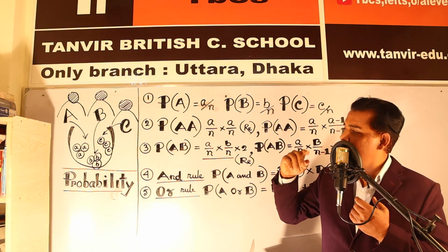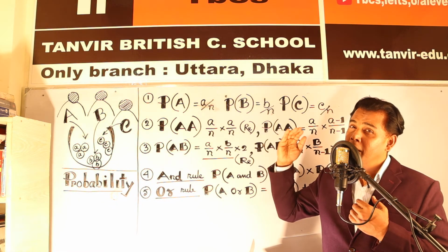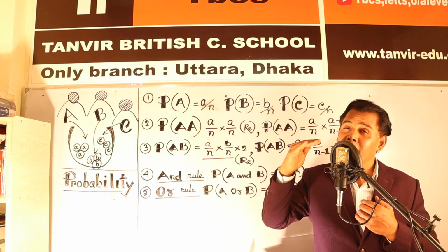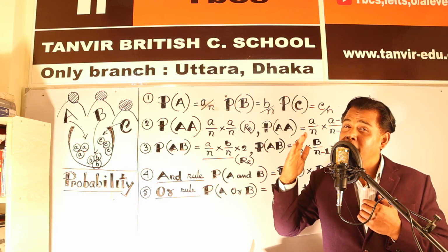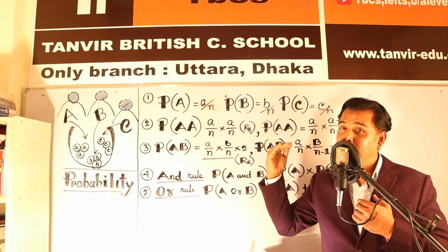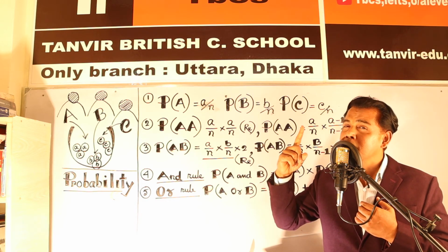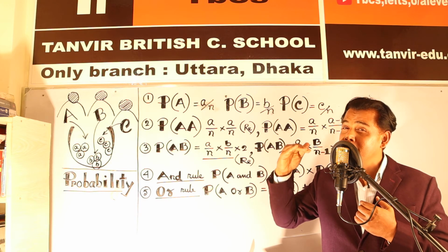But you watch, in the same person formula, 1 was subtracted from the numerator and the denominator. But in this case, only 1 is subtracted from the denominator.